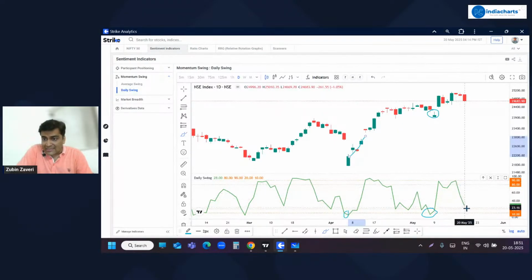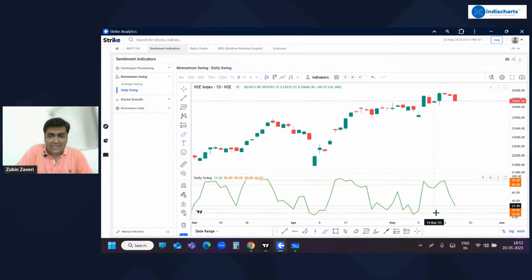Currently this index is coming down. Maybe tomorrow Nifty can remain sideways, or it may get one red candle also. If there is a red candle or it remains sideways, this daily swing indicator can get into the oversold level. And once it bounces back, for a very short term, 1 day or 2 days, it may give a nice rally in the market.